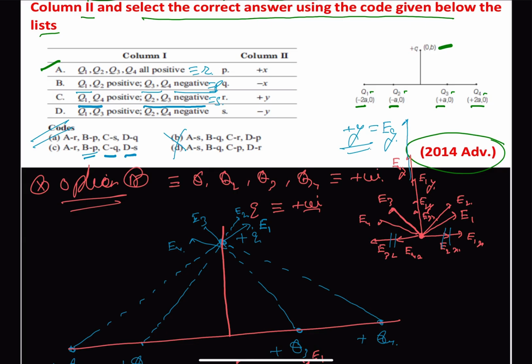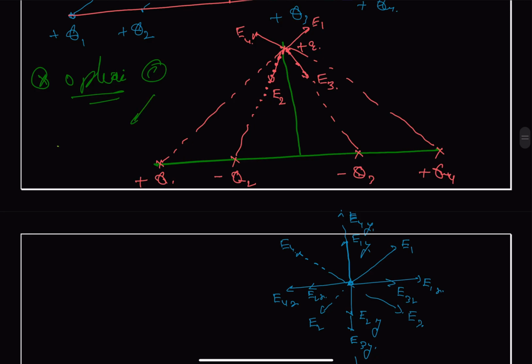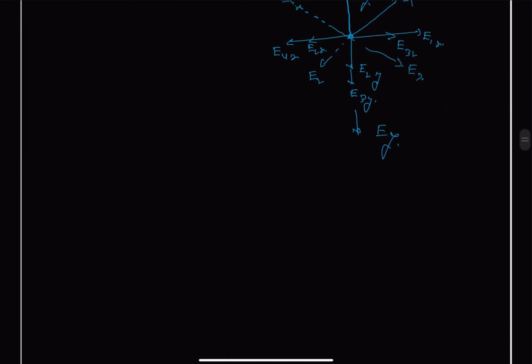Option A gave us plus, which is equivalent to our R option, and option C gave us minus y, which is equivalent to S. So option A is the correct one. Option A is correct.